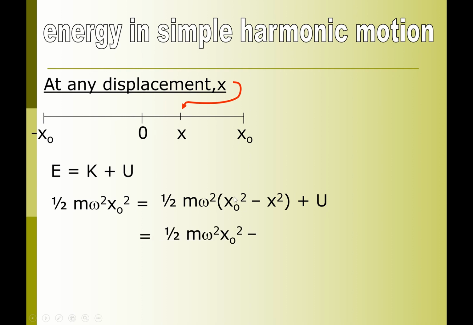We expand the bracket here: half m omega squared times x naught squared, then minus half m omega squared times x squared, then plus U, the potential energy. So these two terms cancel out because they are the same value, and therefore we get the expression for U. So U is equal to half m omega squared x squared.